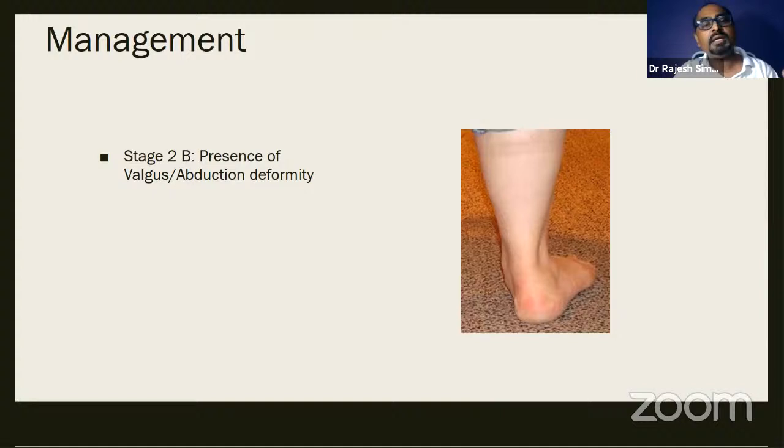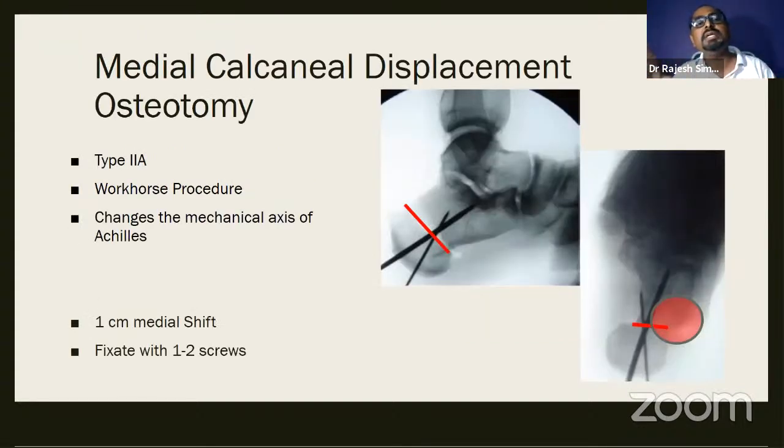And when the valgus deformity or the forefoot abduction is increasing in stage 2B, then you talk about the rest of the surgeries. Now, stage 2B has lots and lots of procedures. As a PG student, you should know a few of these topics. One is the medial calcaneal displacement osteotomy. In the medial calcaneal osteotomy, you osteotomize the calcaneum in the body and shift it medially. That is what is done.